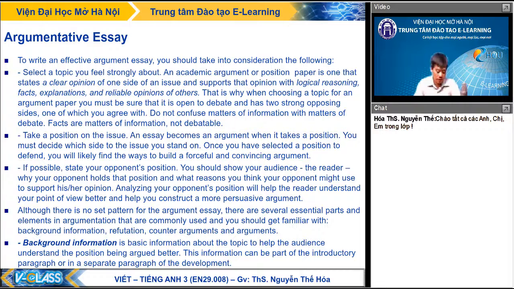And what about the background information? It is the basic information for the topic that helps the audience understand the issue being argued better. This information can be part of the introductory paragraph or in a separate paragraph. Now next.